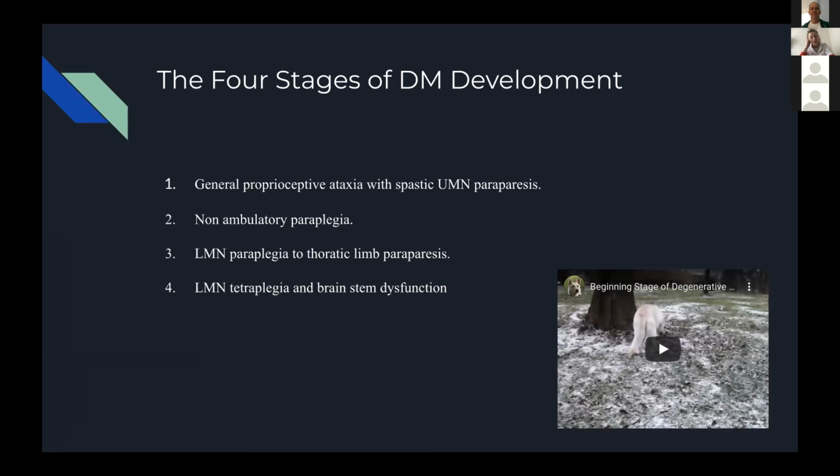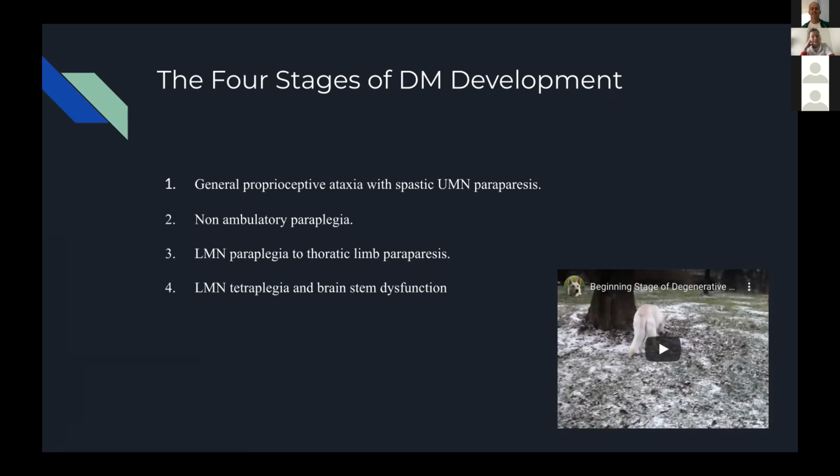The first stage is general proprioceptive ataxia with spastic UMN paraparesis. UMN is the upper motor neurons. There, it's usually damage to the T2, T3, to L3 vertebral areas of the spine. The next stage is non-ambulatory paraplegia. That's when the dog is strong enough to move their legs and wag their tail, but they're unable to walk or hold up their own weight very easily.